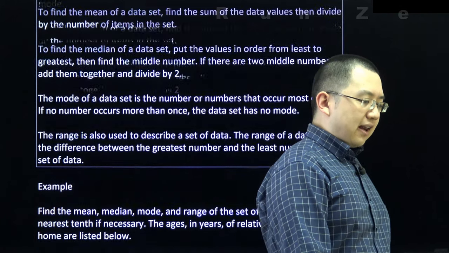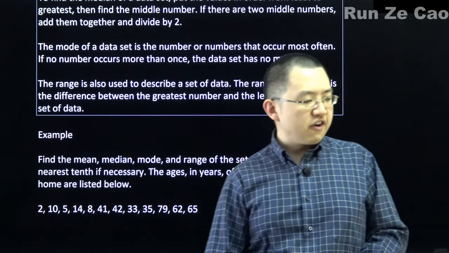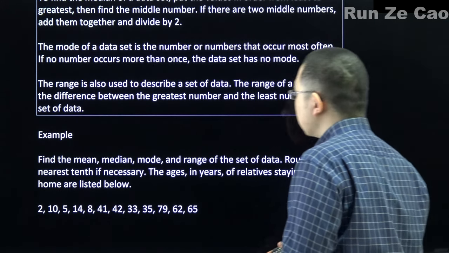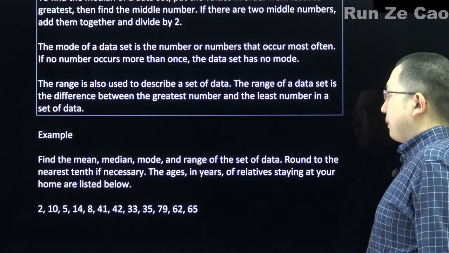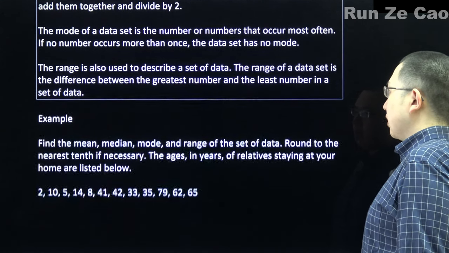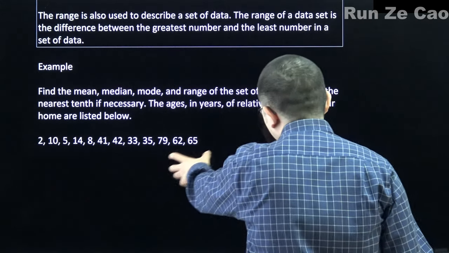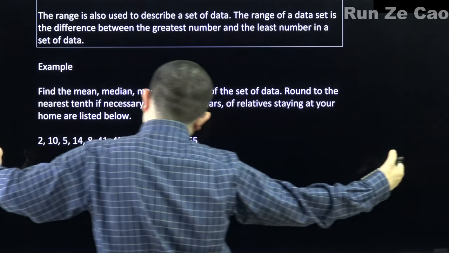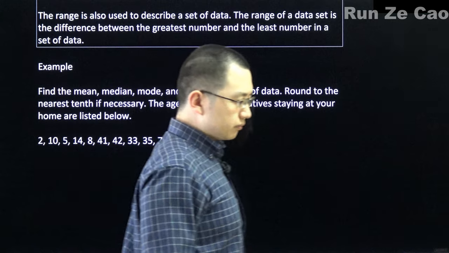The mode of a data set is the number or numbers that occur most often. If no number occurs more than once, the data set has no mode. The range is also used to describe a set of data. It's the difference between the greatest and the least number in a set of data. So the amount of space on the number line that the data set spans.